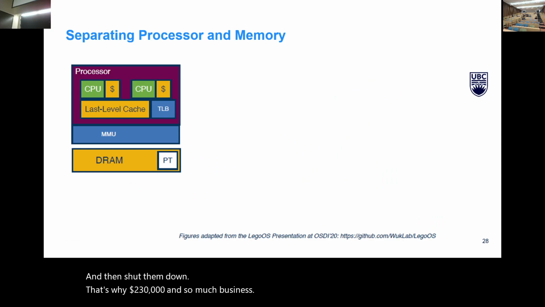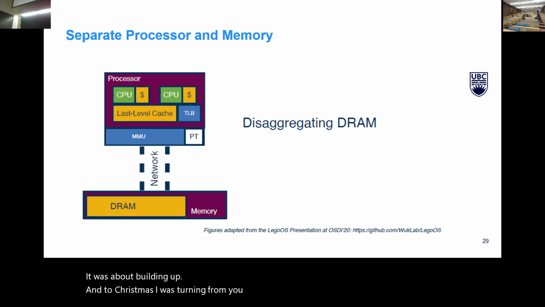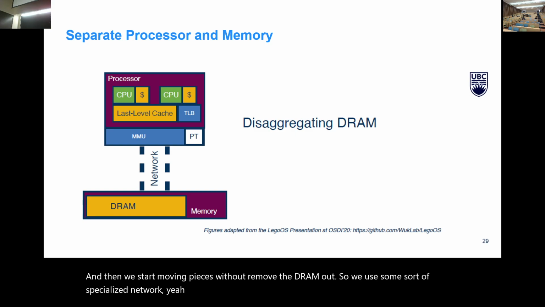Right, so networking. This was presented at OSDI 2020. I actually saw this talk too. It was about building an operating system for disaggregated hardware. And so, of course, we start with a traditional view, and then we start moving pieces of it out. We move the DRAM out. Use some sort of specialized network. The MMU still sits inside of the CPU, but now it's talking to the DRAM that's across the network.